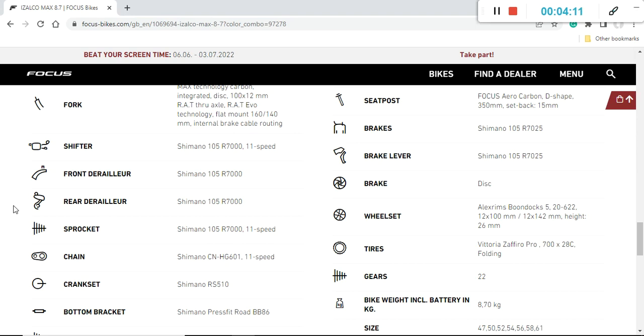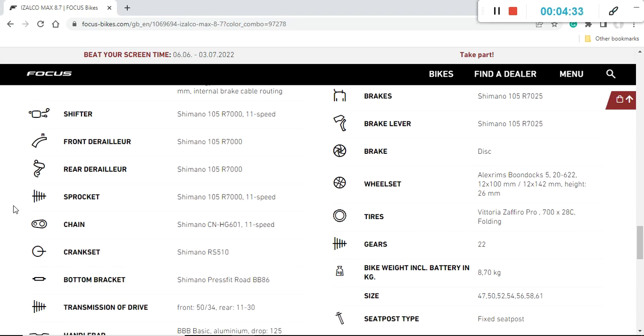When you look at the cassette and the chain on this bike, you are getting a Shimano 105 level 11-speed cassette, and the chain is the Shimano HG601, which again is Shimano's 105 level. The cassette is 11-30, and this is paired with the crankset, which is a Shimano RS510.